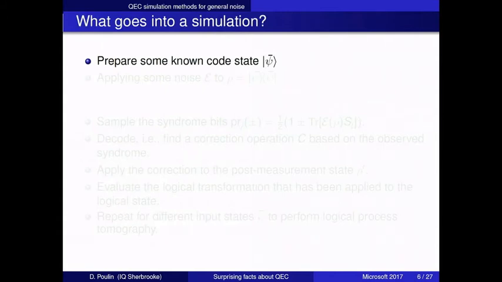Okay, so to understand how these tools can help study the question of fault tolerance, we need to understand what goes into a fault-tolerant simulation. Well, here are the steps that you would have to simulate. So first you need to prepare some encoded state. Typically these are stabilizer codes, so the encoded state can be represented efficiently on a quantum computer. So then you write your state as a density matrix and you apply a channel. Okay? You apply some noise to that state.